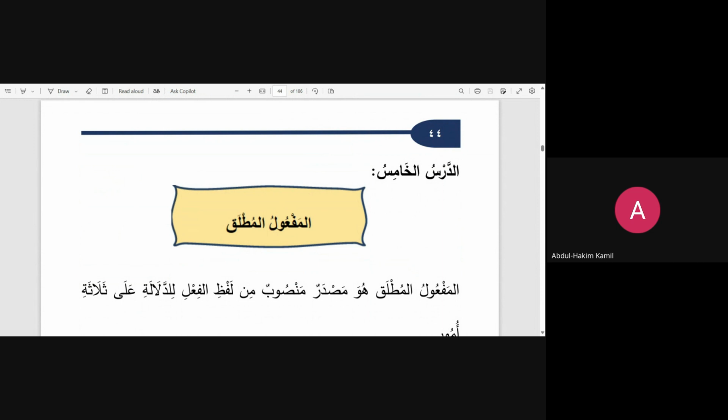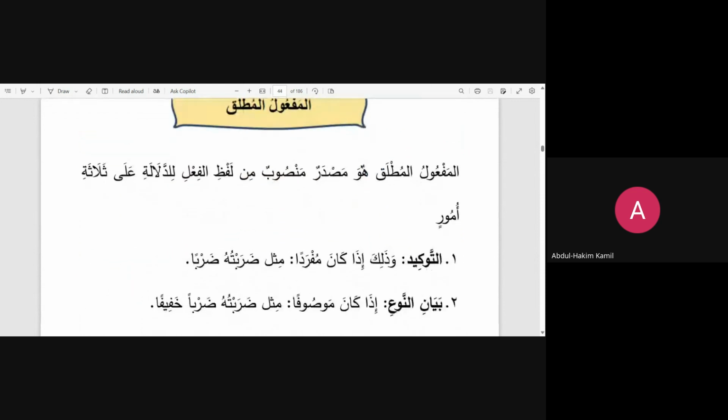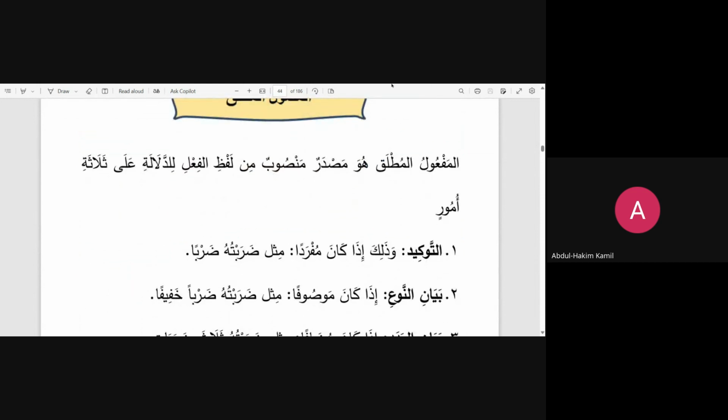Before, the sentence would be, Ahmed yuhibbu an yaqra, Ahmed yuhibbu al-qira'ah. He likes to read. But now, maf'ul mutlaq is the masdar and the verb together. So let's read. This is for the sake of reviewing.